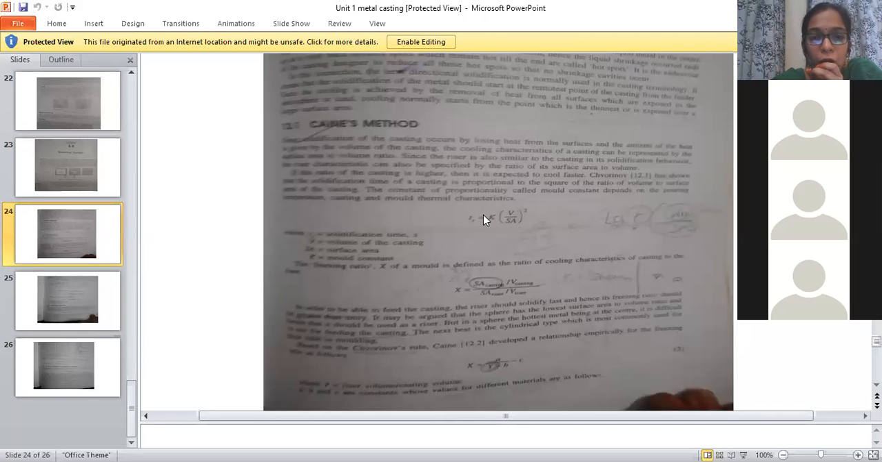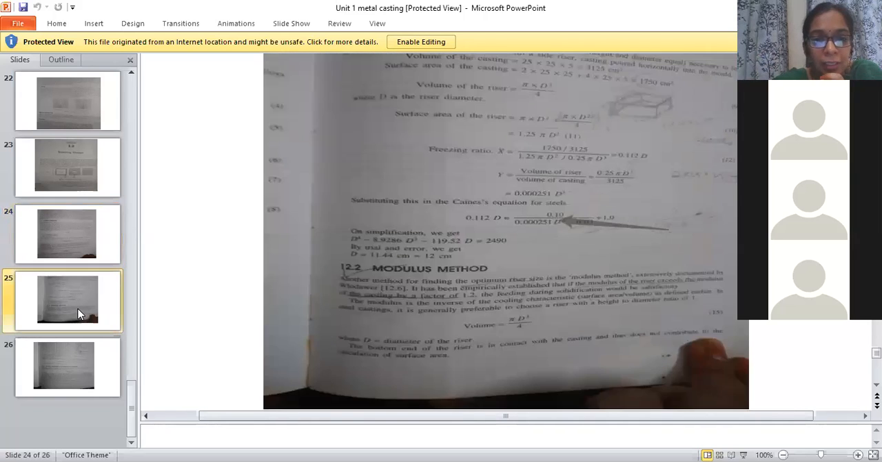there is a formula called CS. CS is the solidification time, right? So in order to calculate the solidification time, there was a formula which is given by Chvorinov's rule. This is Chvorinov's rule, which is solidification time is equal to K times the square of volume of the riser by surface area of the riser, right? So these are the methods.